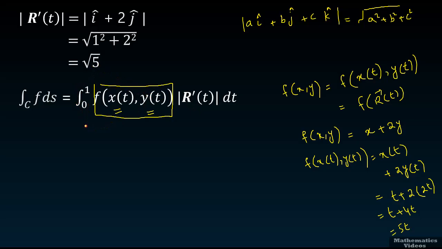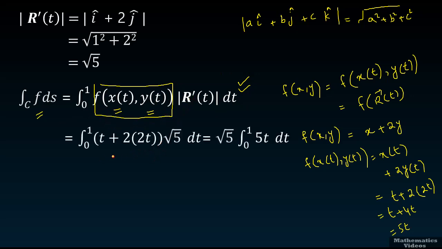Okay, so therefore this line integral is equal to this definite integral. Now we will solve this very simple definite integral. We will just substitute the value of f in terms of t and the value of the magnitude of r prime of t. By doing this, we get this, which simplifies to this. Square root 5 is constant, so it has been taken outside the integral.